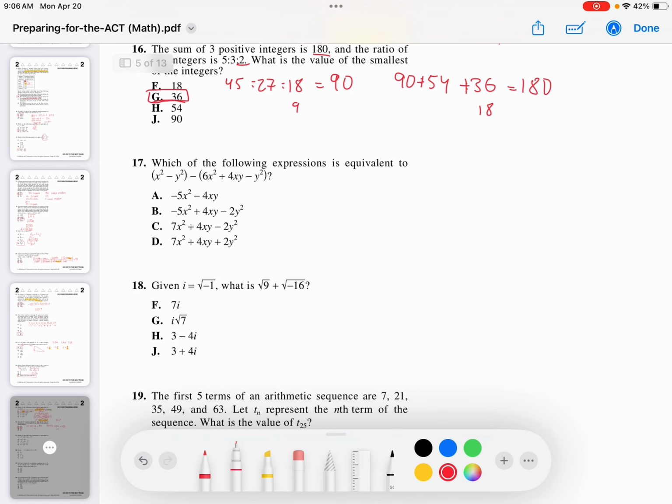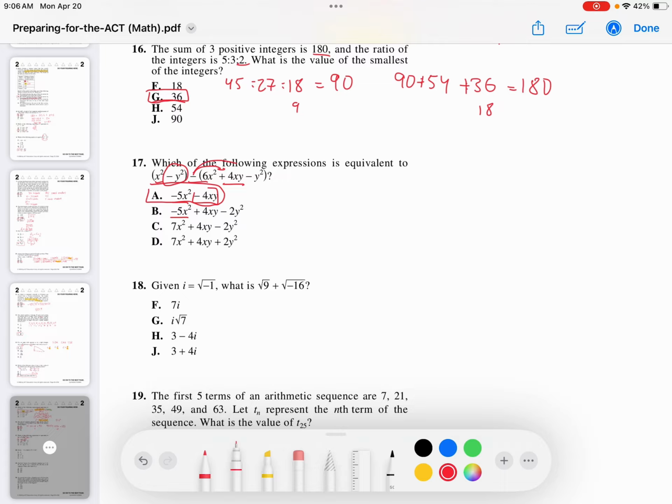Which of the following expressions is equivalent to this? Let's see. So I've got x squared minus 6x squared. That should be negative 5x squared. So it's going to be one of those two. And then, let's see, the minus should make this a negative 4xy. So I'm thinking it's probably A, just to be sure.